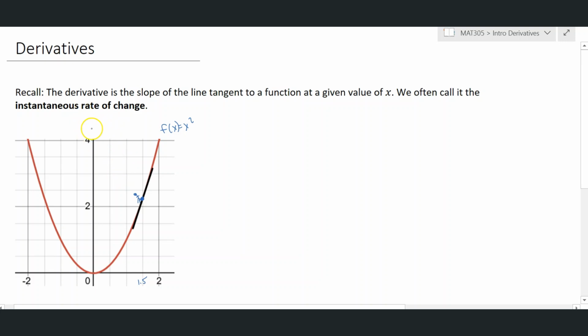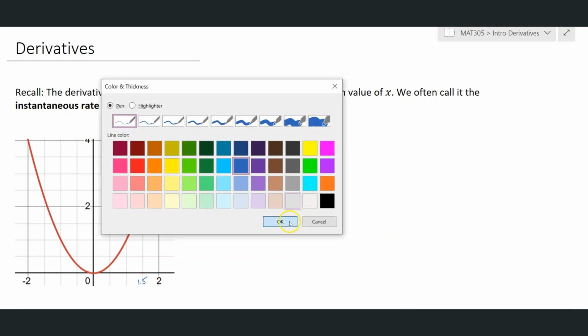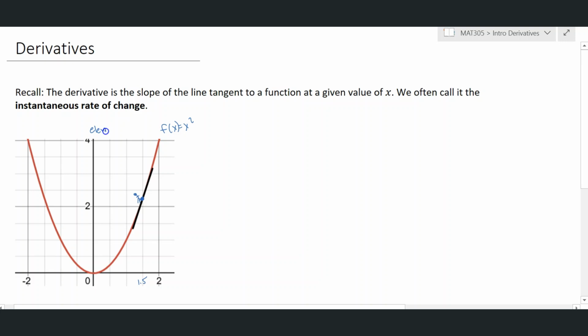Okay, and so there are lots of different applications that we would use for this. Again, here we're thinking about horizontal distance, and this would be vertical distance or elevation versus horizontal distance. And if these were both measured in, say, feet, then if we calculated the rate of change right there, which we would write as f prime of 1.5, that's the slope.